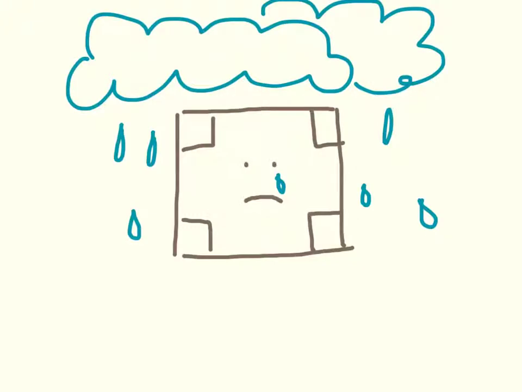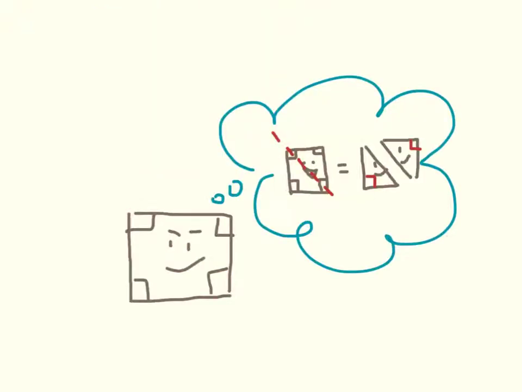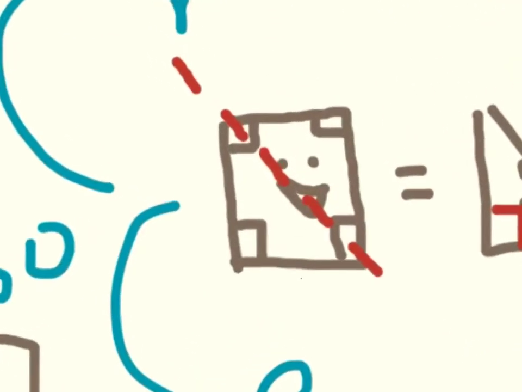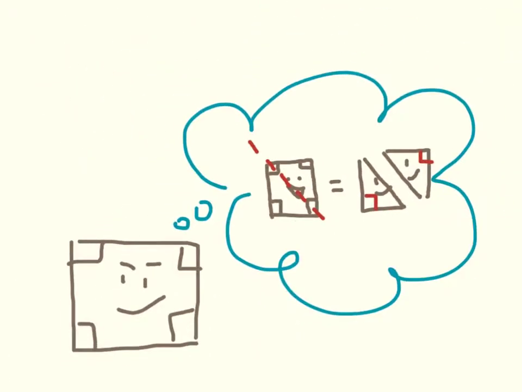Once upon a time, there was a square named Mr. Square. He was a lonely fella. All I want are some friends. One day, he thought of this brilliant idea. I'm going to cut myself from one vertex diagonally to the other vertex so I can have a friend.